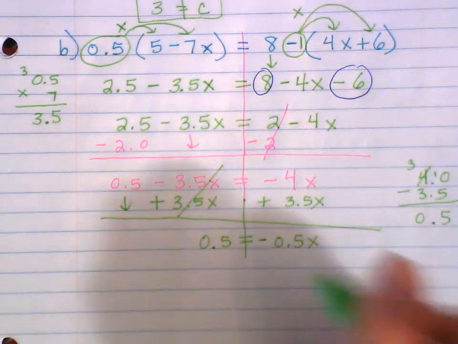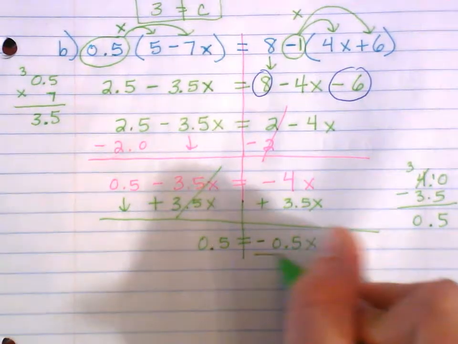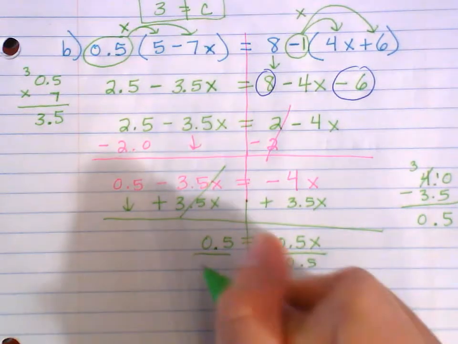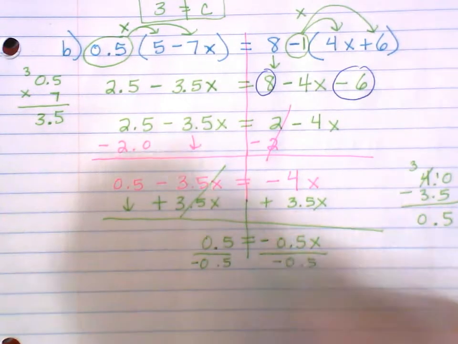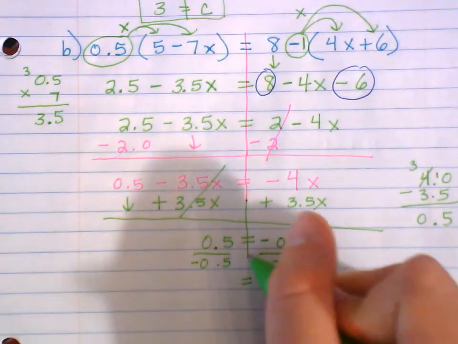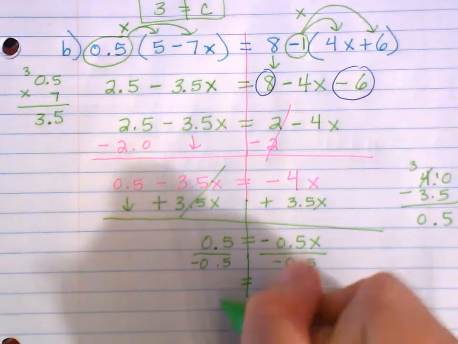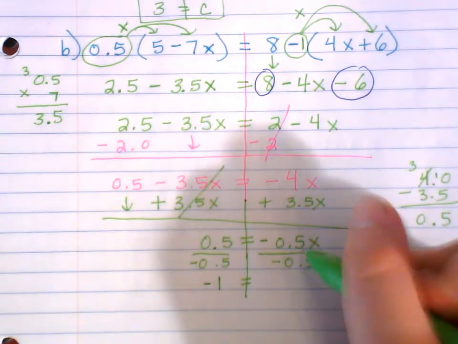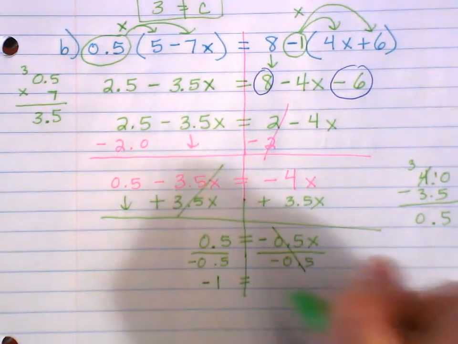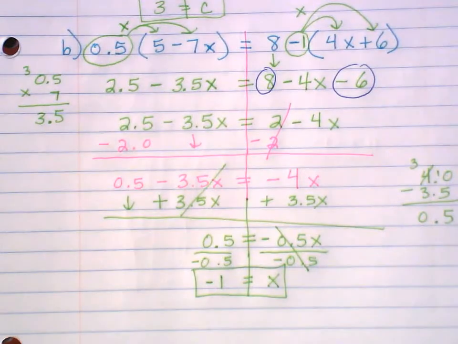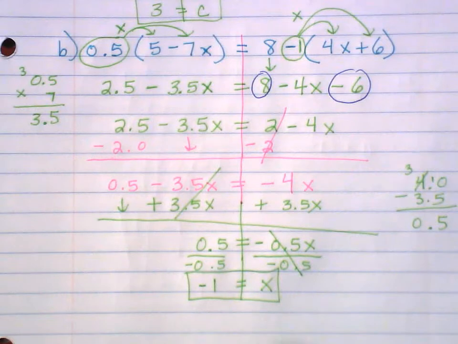Okay? They're touching, they're married, they're being multiplied, so we have to divide both sides. Negative 0.5, negative 0.5. 0.5 divided by negative 0.5, well, anything divided by itself is 1, and then a positive divided by a negative is negative. Negative 0.5 divided by itself is just 1x, so x. Okay, so that's how you solve it when both sides have the parentheses.